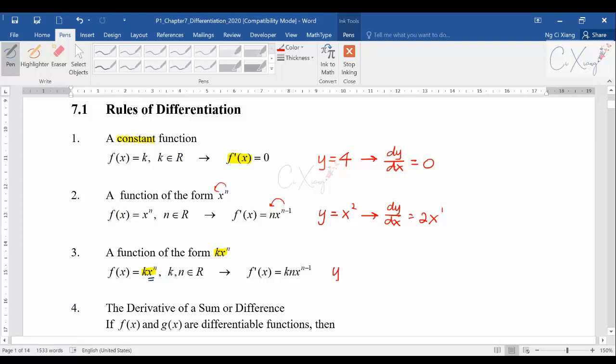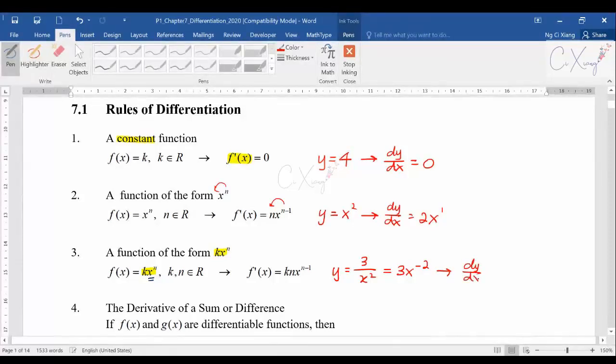Let's say I'm having y equals to maybe 3 over x squared. Again, for this equation, it is a fraction. So you need to change it to become 3 and then x power negative 2 first. You bring it out, become x power n pattern, then only you start differentiating it.